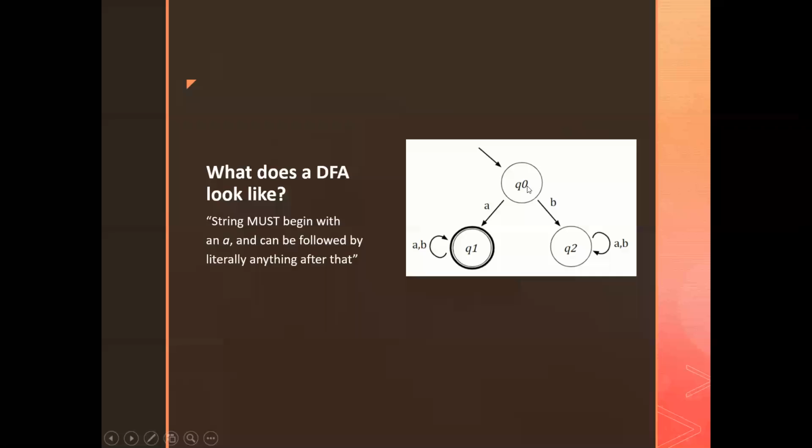And there is a transition on b. You can see there is a transition from Q0 to Q2 on b. If it follows this transition, you will never reach the final state. Why? Our condition is that it will accept only those strings which start with a. So if your string is not starting with a, meaning it starts with b, it will never reach the final state. That is the reason we have Q2, which is not marked as a final state.